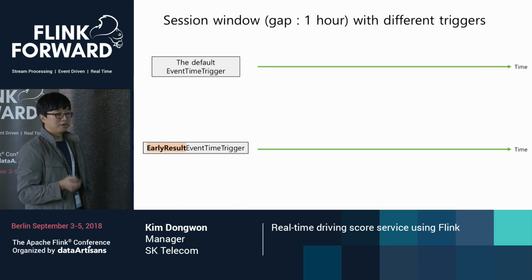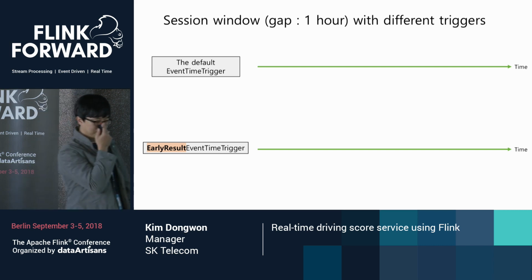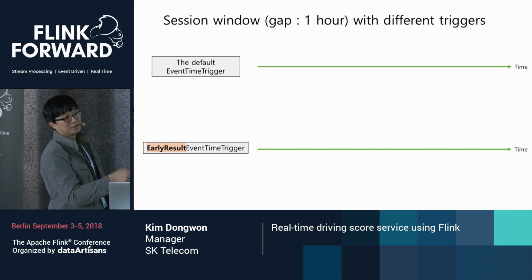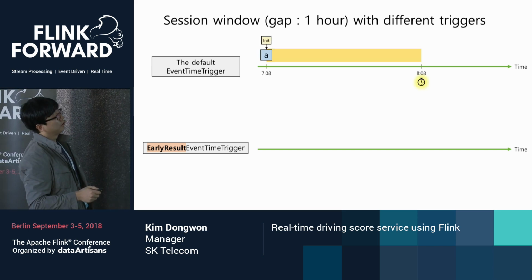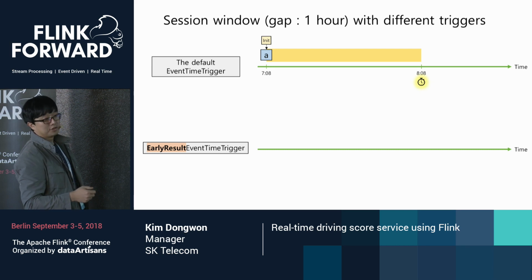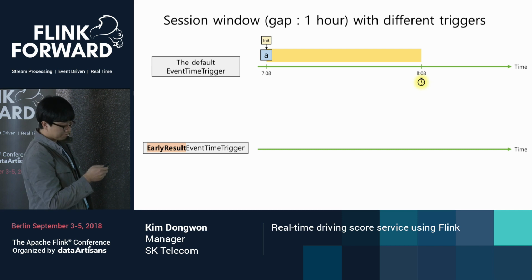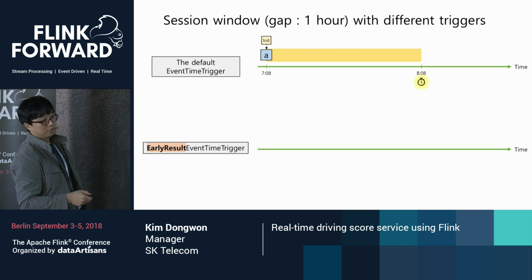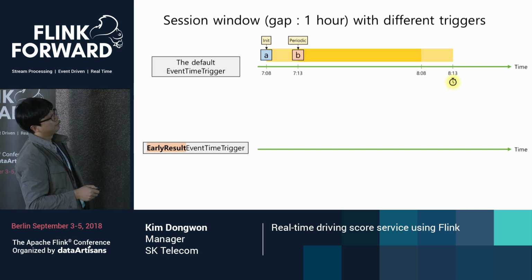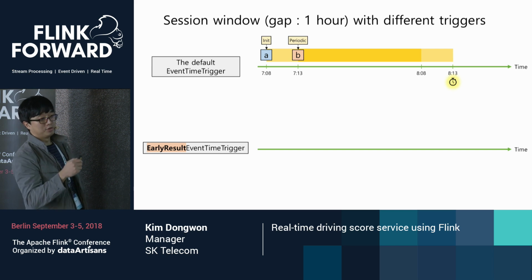Okay, let me show you why we define a custom trigger by comparing the default implementation and ours. Say when an input message comes in, it is assigned to its own window. And the size of the window equals the session gap, which is 1 hour in our application. And the trigger registers a timer at the end of each window. And then when the first periodic message comes in, it is also assigned to its own window. But soon, 2 windows are merged into a larger window.